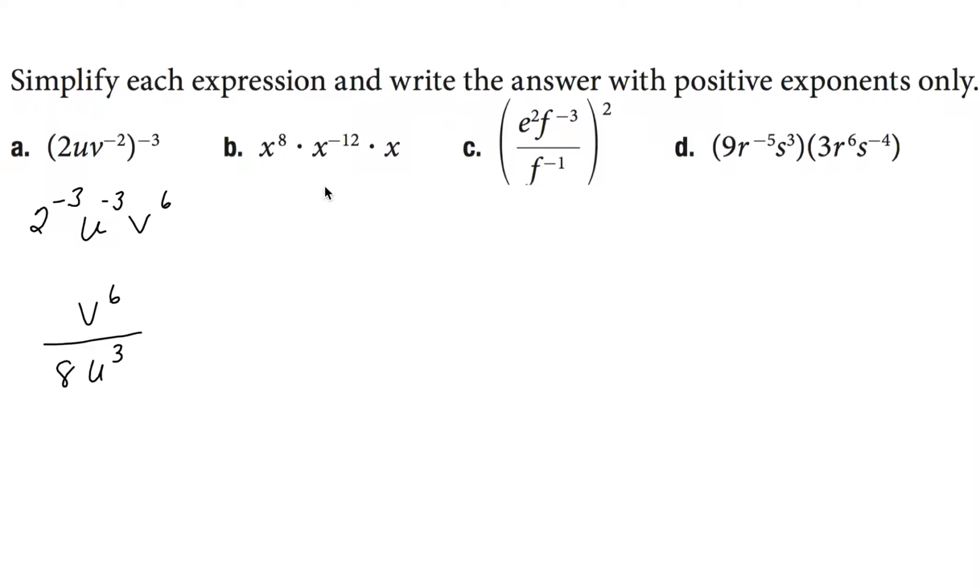Letter B, we end up adding all of those, 8 minus 12 plus 1. So that gives us a final answer of x to the minus 3, which is equal to the reciprocal, 1 over x to the positive 3.